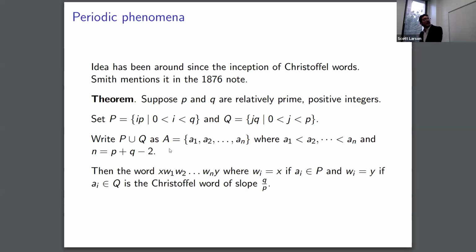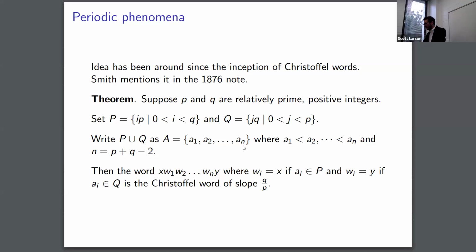So next, we're going to talk about periodic phenomena. This is also an idea that was kind of around since the start of the study of this topic. So basically, the idea is you have two relatively prime integers. You have this set of multiples of each, up to, so like here you have the set P, which is the set of i times p, such that i ranges from 0 to q, and then same type of thing for q. And you basically want to superimpose these sets in a sense, so you just intersect them.